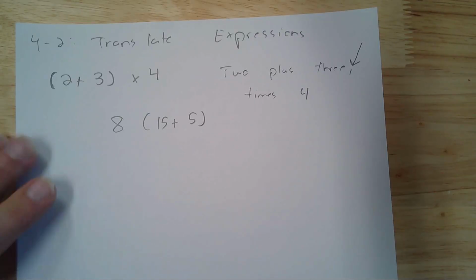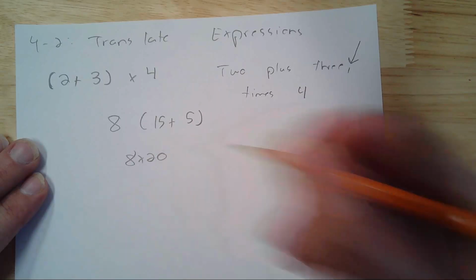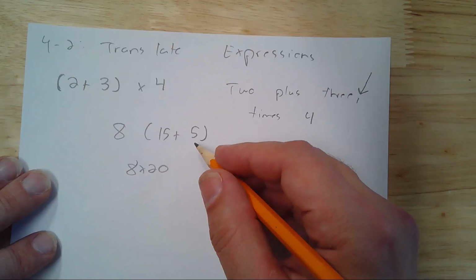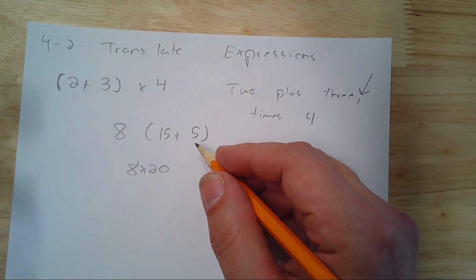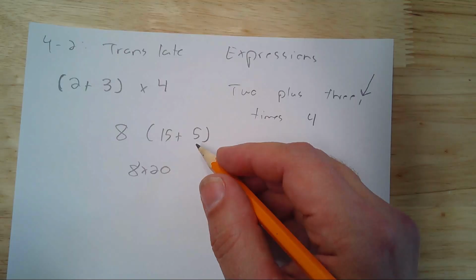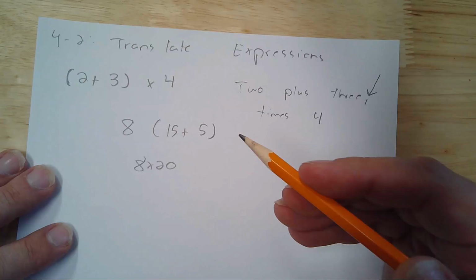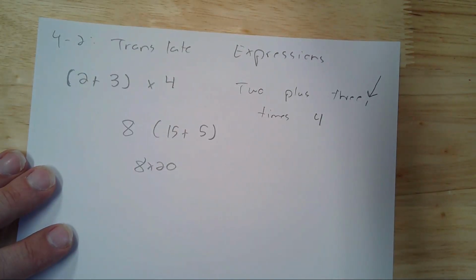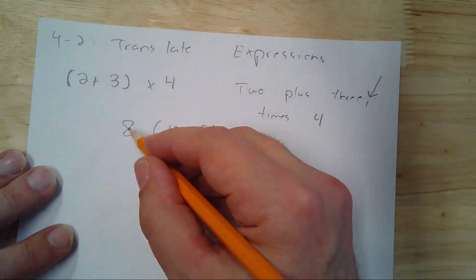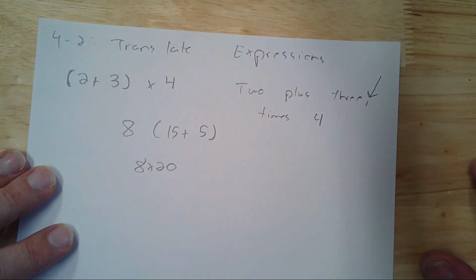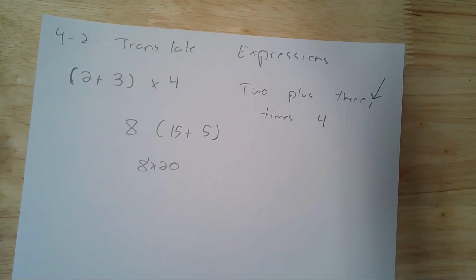And then we talked about basically this is just 8 times 20, right? But then we talked about how it's not really 8 times 20. When you solve it, it's 8 times 20. But what is the scenario? Well, it's 15 plus 5 times 8, right? So we have to do our adding first. Basically, I'm multiplying 8 times the answer to this addition problem, whatever the answer is, right?